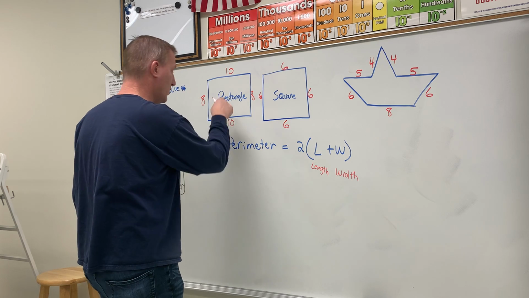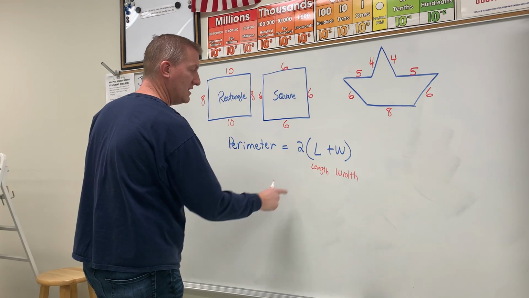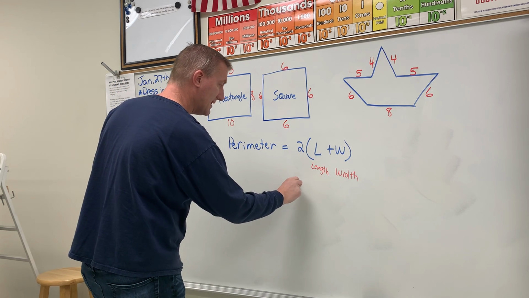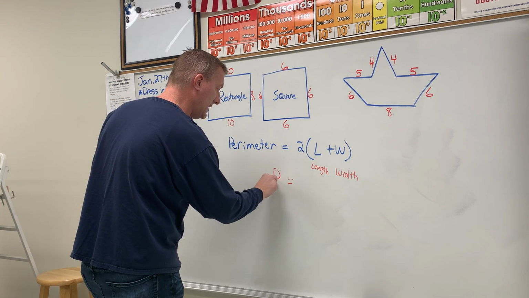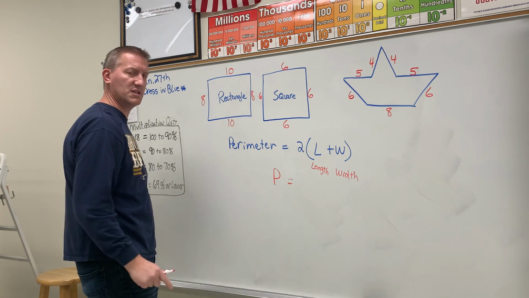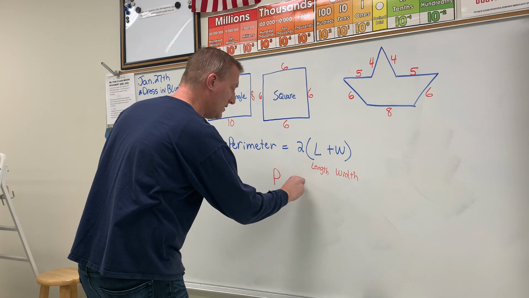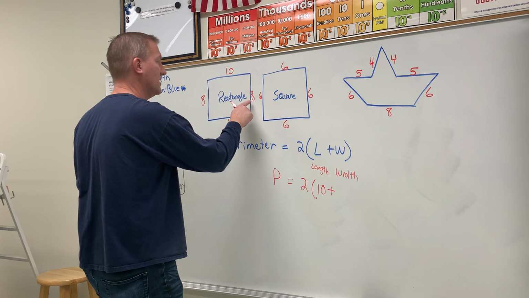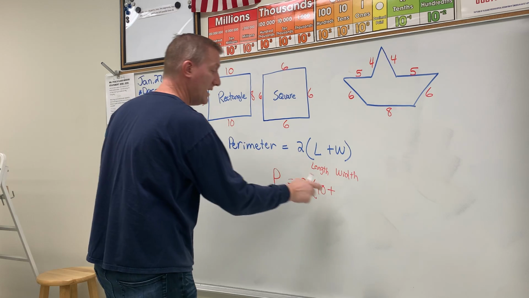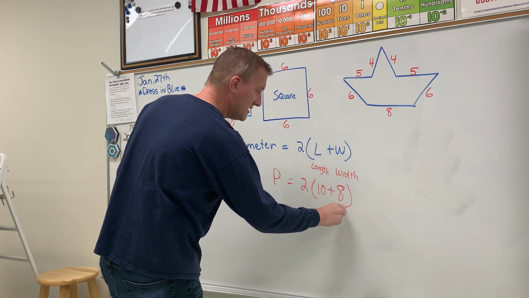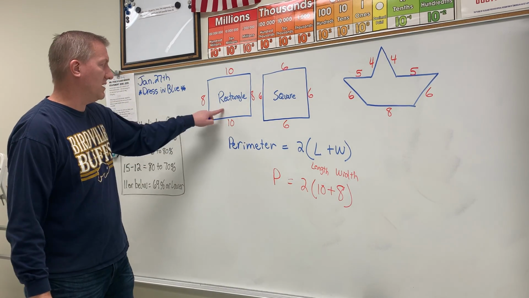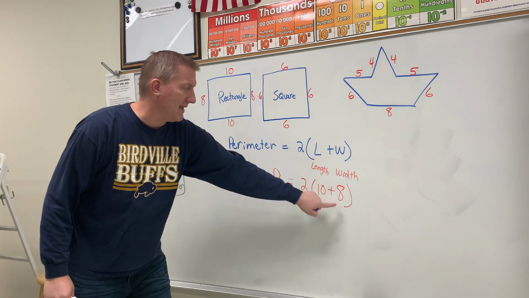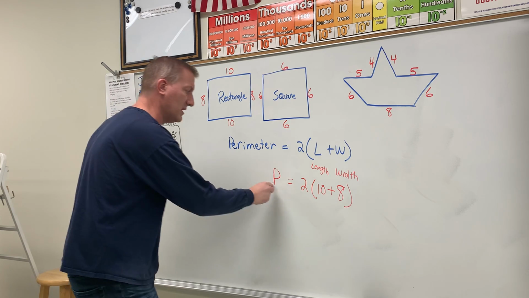So we're going to plug these numbers right into this formula. 10 would be the length. I'm going to abbreviate perimeter as P. So P equals 2 times 10 plus the width. The width is 8. So that would be my formula for the rectangle. The length is 10, the width is 8, so I plug those numbers in. Now I'm going to go ahead and solve.